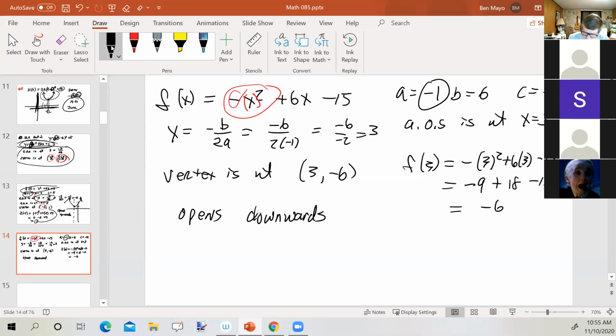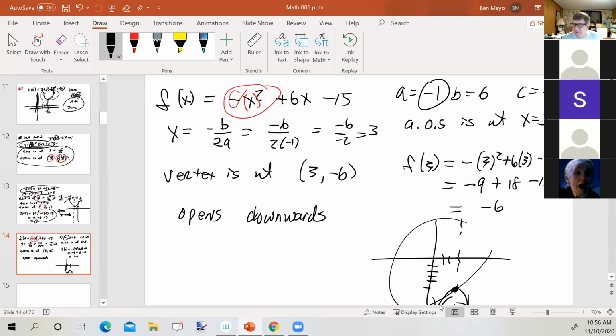Okay. So if we were going to graph this thing, we'd have our axis of symmetry over at 3. The vertex would be here, and this thing opens downward. Now, I'm not implying that that's an acceptable graph. I'm just saying that gives you a rough idea of what's going to be happening. Okay. Any questions on that one?